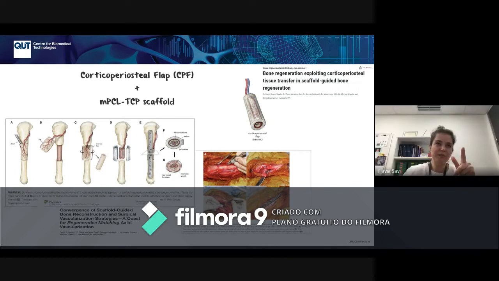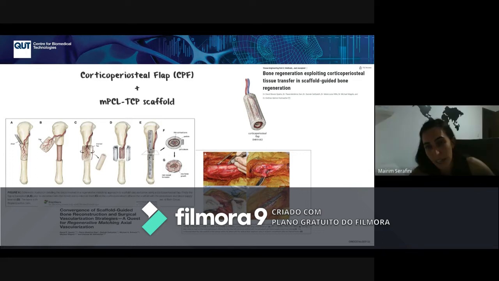So the cortical periosteal flap was 12 months. The first study that I showed was 6 months. And the second one was 12 months as well. Oh God, it's a long time. Okay. Yeah. I will talk a little bit later about how we follow the healing response during this time.